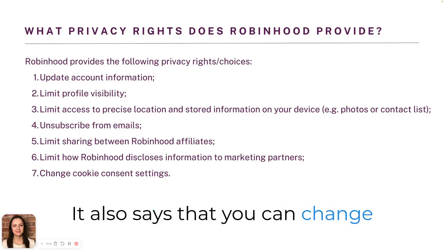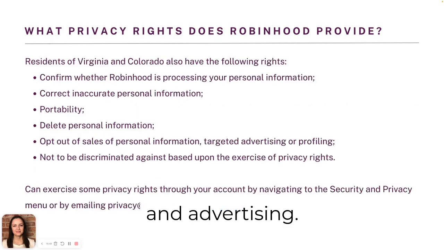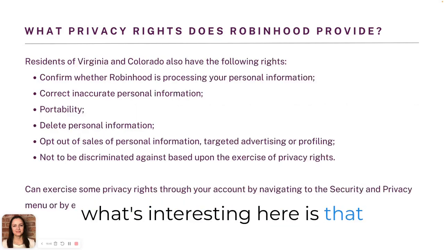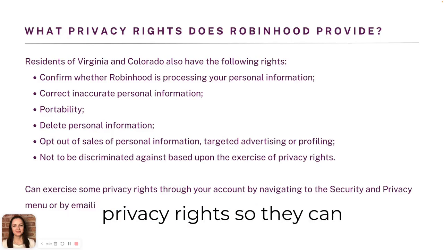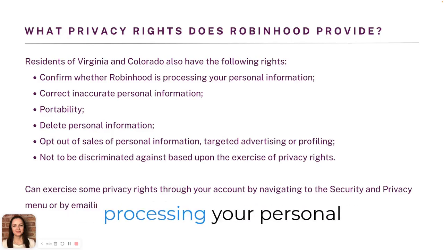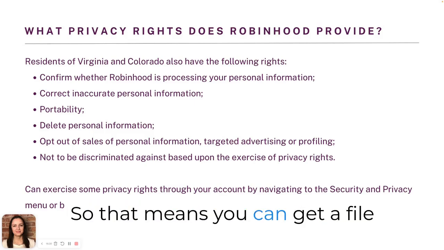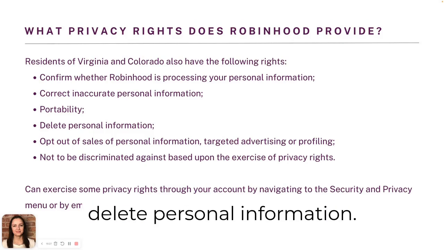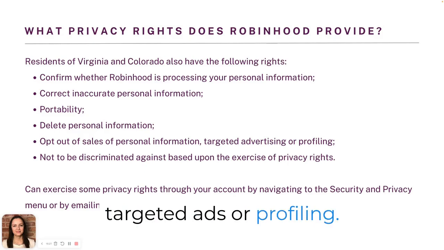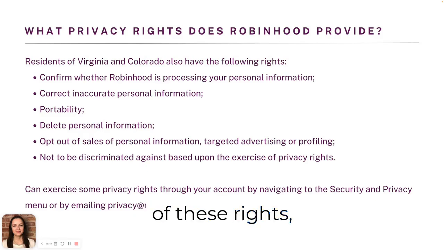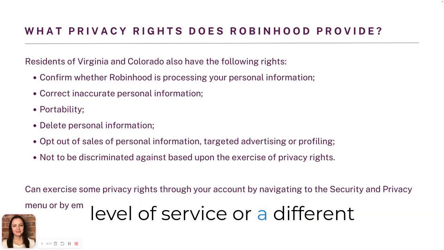It also says that you can change your cookie consent settings. So this would allow you to opt out of analytics and advertising. Now, what's interesting here is that Robinhood says that residents of Virginia and Colorado have other privacy rights. They can confirm whether Robinhood is processing your personal information, correct inaccurate personal information, and portability. That means you can get a file of all your information. You can delete personal information, and also opt out of sales of personal information, targeted ads, or profiling. And if you exercise any of these rights, Robinhood cannot discriminate against you by offering a different level of service or a different price.